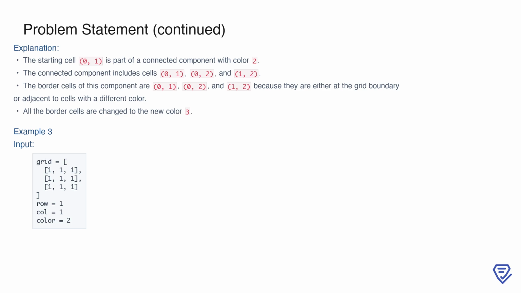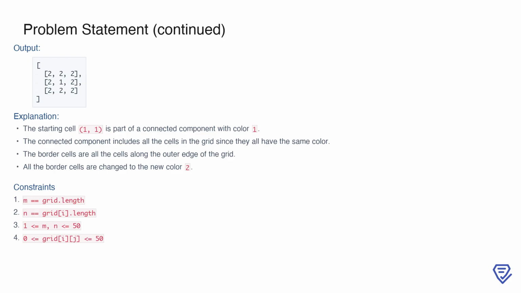Now, let's look at one more example. In this case, the grid is a 3x3 matrix where all cells initially have the same color, 1. The starting cell is 1, 1, and the new color is 2. Here, the connected component is the entire grid because all the cells are connected and share the same color.